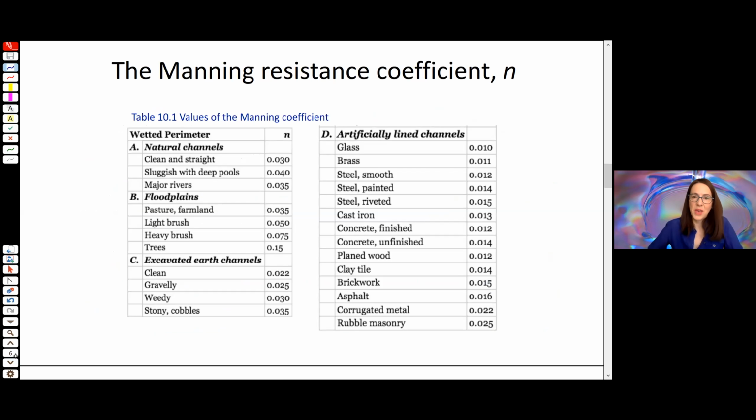Okay, so here's this Manning coefficient N. It's in your textbook as table 10.1, and of course you'll be able to print a copy of this for the final midterm in the course. You can see it's just, for different types of channels, natural floodplains, excavated earth. Probably the highest ones you have is down here for floodplains, so for trees it goes up to 0.1. And then the lowest values you have are over here for artificially lined channels. For glass, about 0.01, a full order of magnitude lower than for the natural tree flow situation.